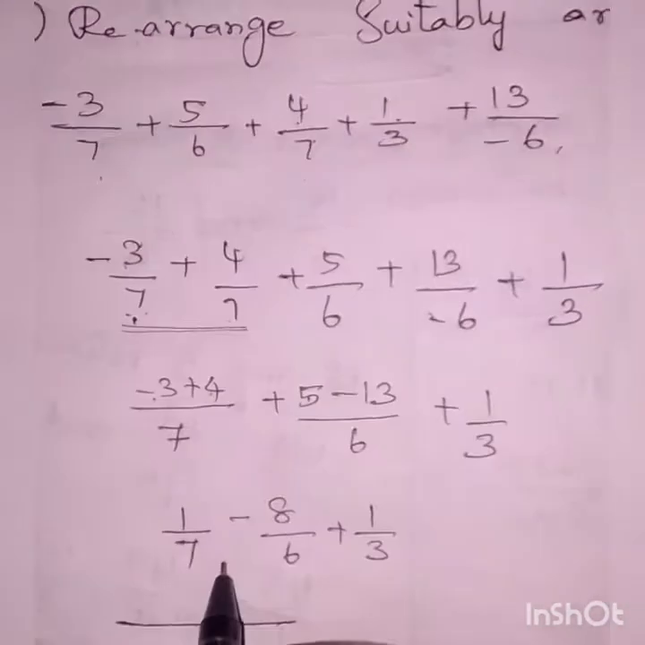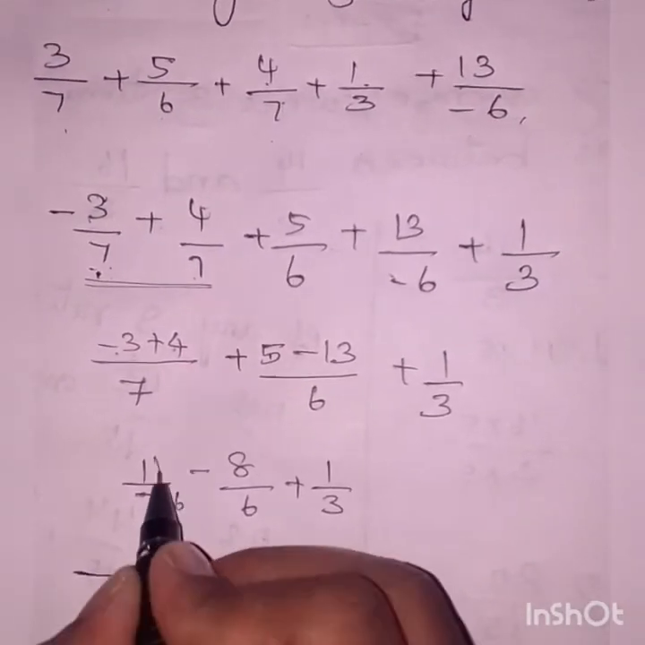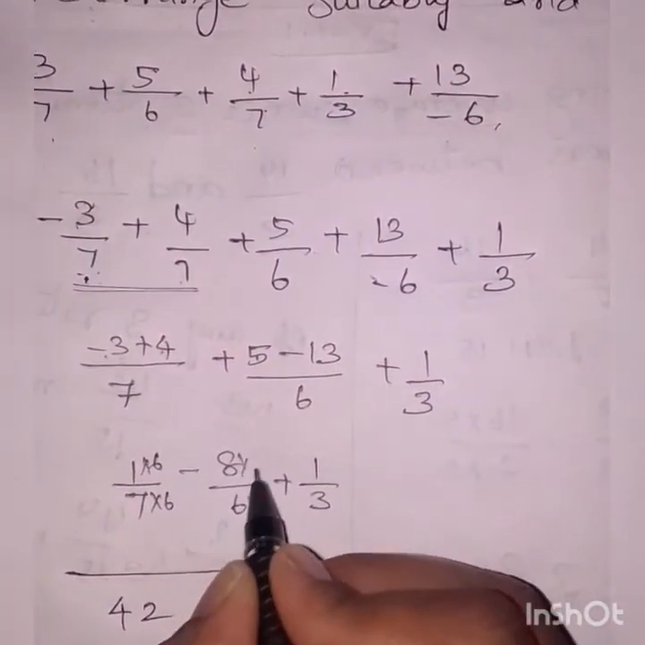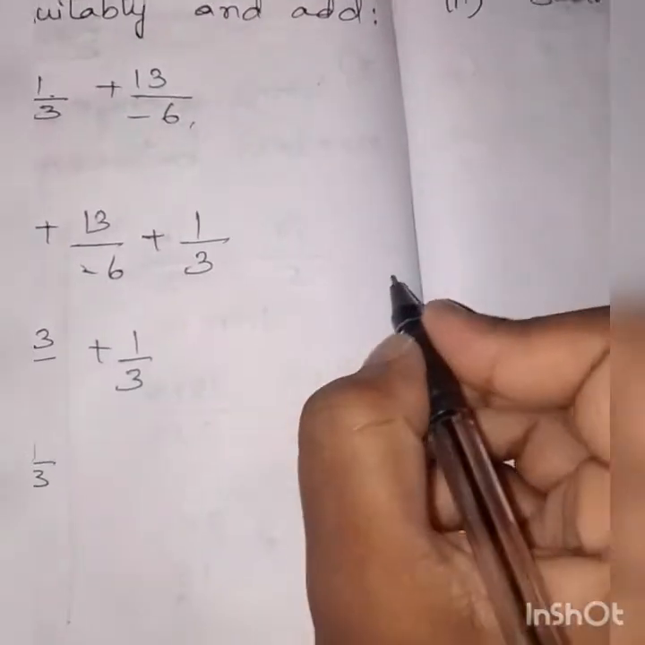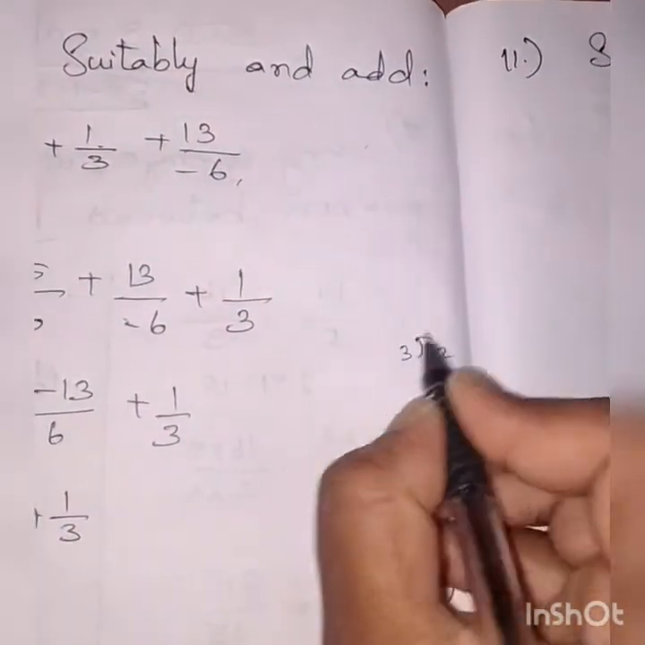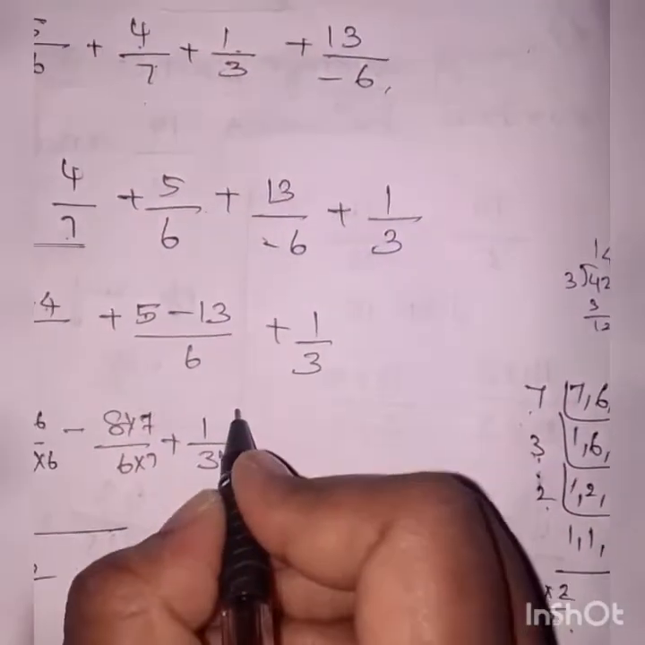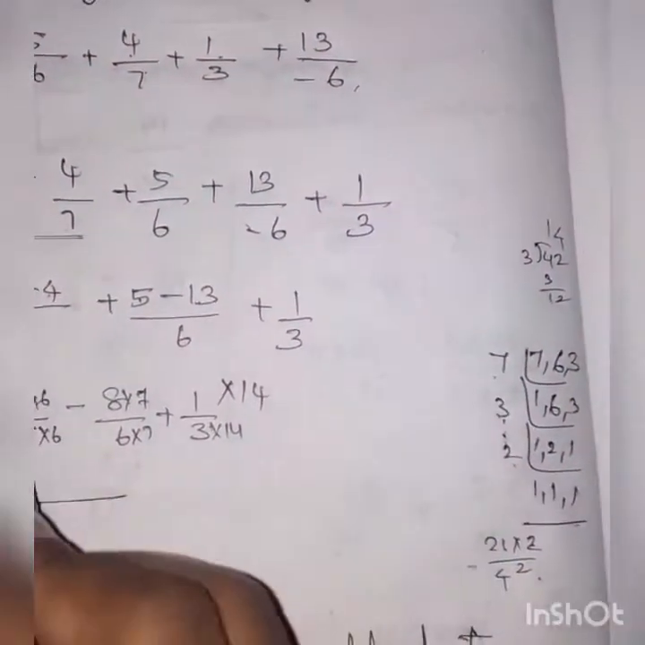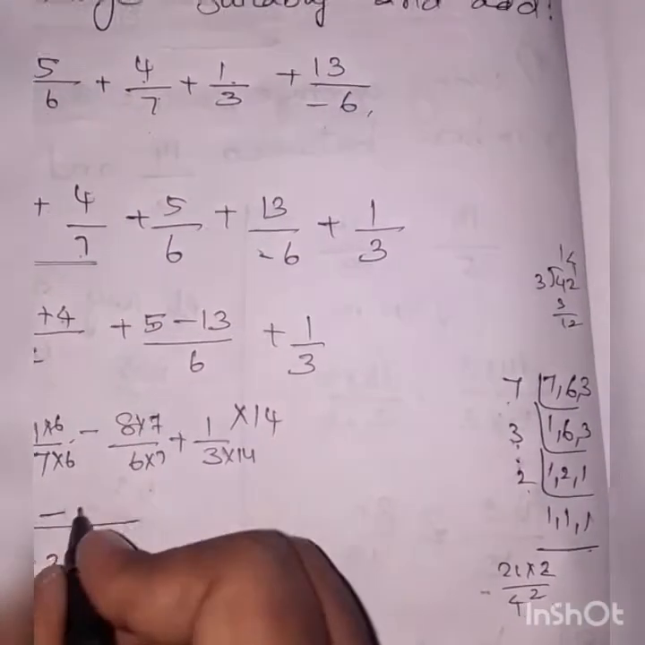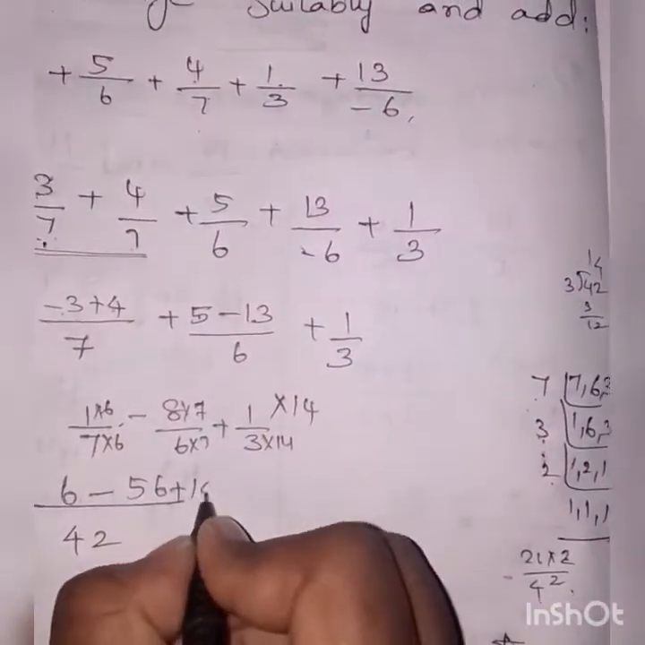In the 7 table, how many times is 42? 7 sixes are 42. Here 6 sevens are 42. In the 3 table, how many times is 42? 14 times. So 3 fourteens are 42. 1 times 6 is 6, minus 7 eights are 56, plus 14.